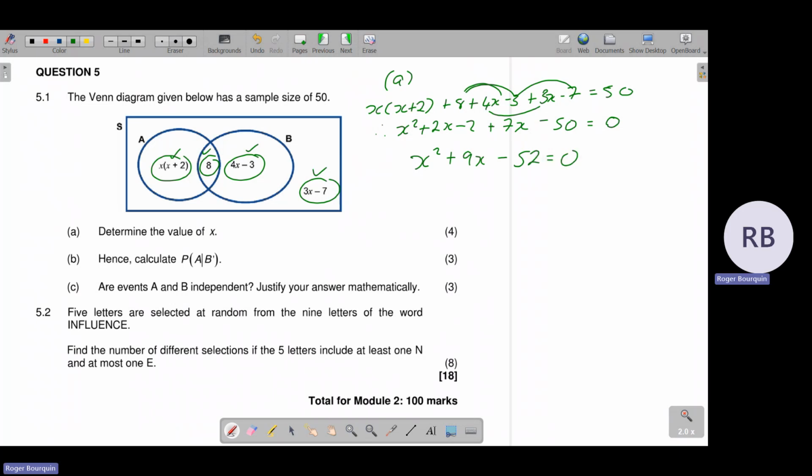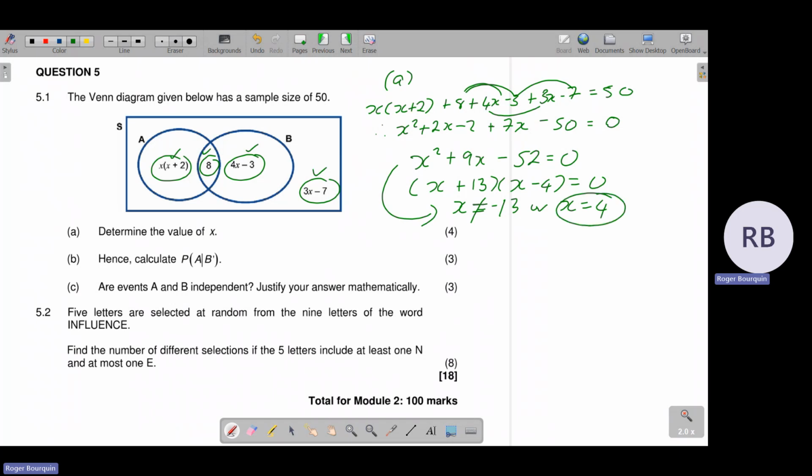You can just use your equation mode of your calculator and it will factorize those for you. X plus 13 times X minus 4 is equal to 0. So X is minus 13 or X is 4. Don't write it by hand; with a factorize, you just use your equation mode of your calculator. Well, X obviously can't be negative because it's a sample size. So you can't have a negative value. So that's not applicable. So X is equal to 4 is your answer.